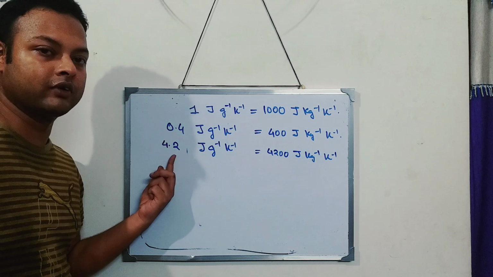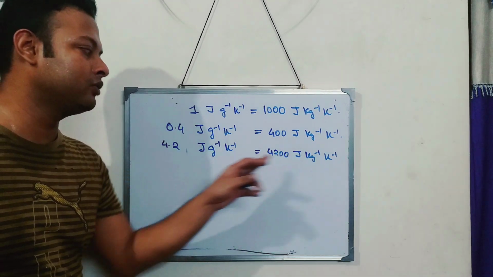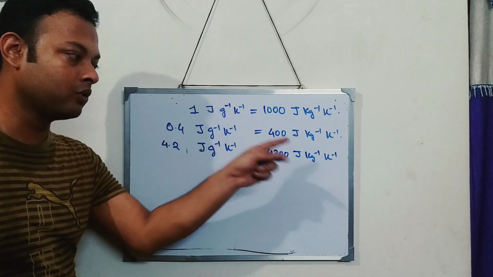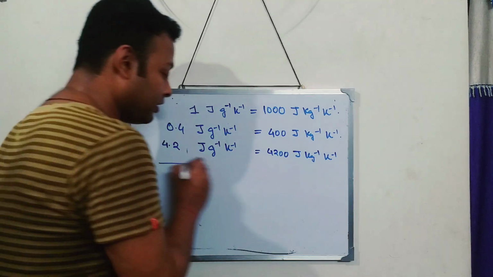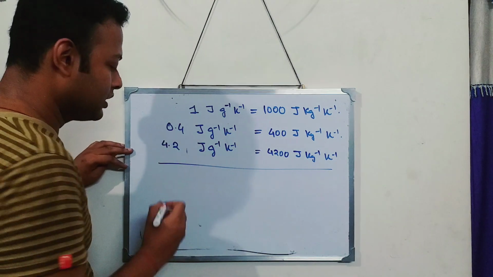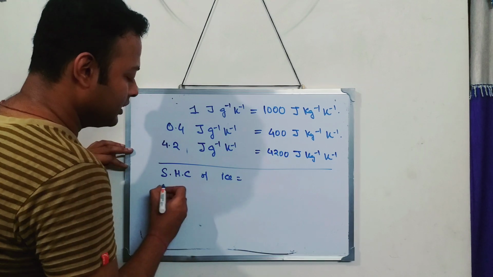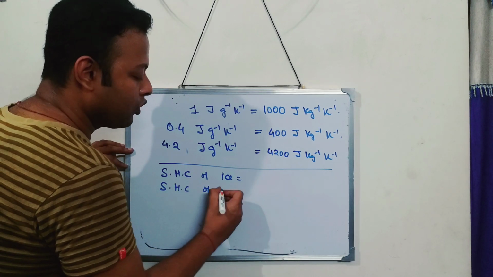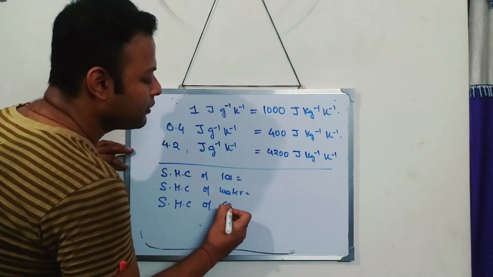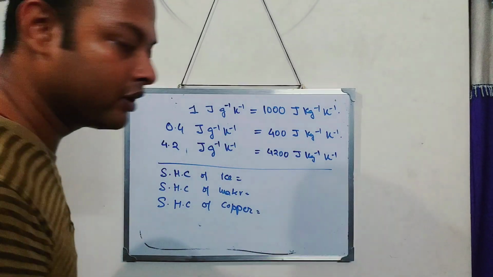So this way you have to calculate, because in certain sums this is also given. You have to know how to go from joule kg Kelvin to joule gram Kelvin, or joule gram Kelvin to joule kg Kelvin. You have to know this conversion for the exam. And last thing, few of the things you have to remember for the exam: specific heat capacity of ice, specific heat capacity of water, and specific heat capacity of copper. You have to remember these values for the exam purpose.